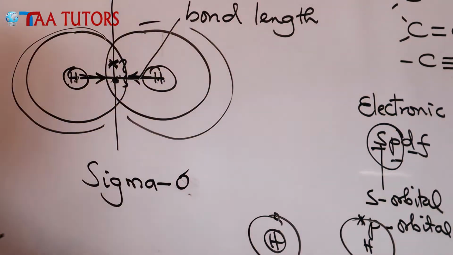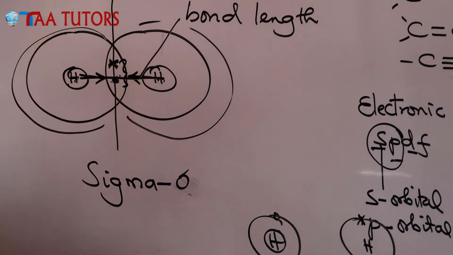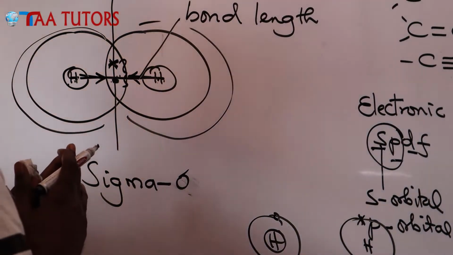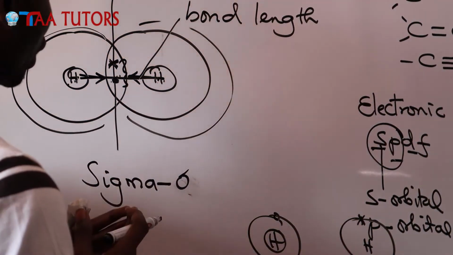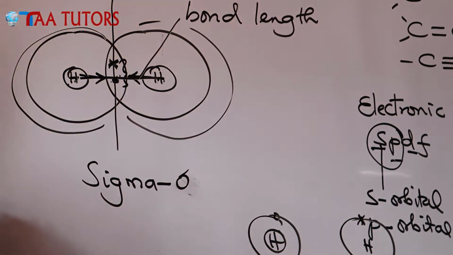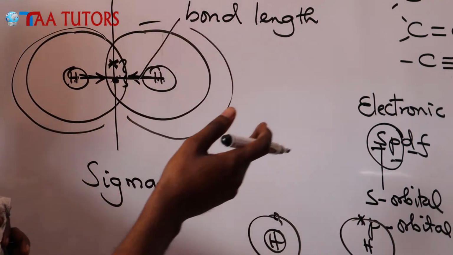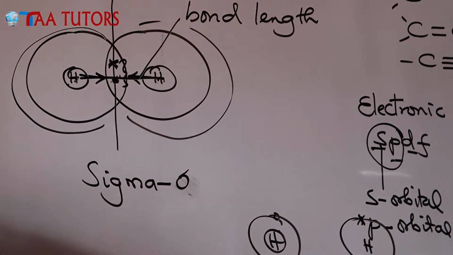But sometimes you realize that you can have a single bond between different elements. For example, you can have hydrogen and chlorine. When you have hydrogen and chlorine, what is happening is that on the chlorine side we have the p orbital, and on the hydrogen side we have the s orbital.